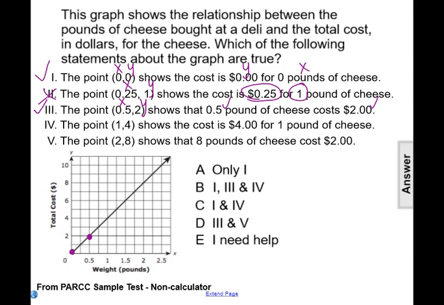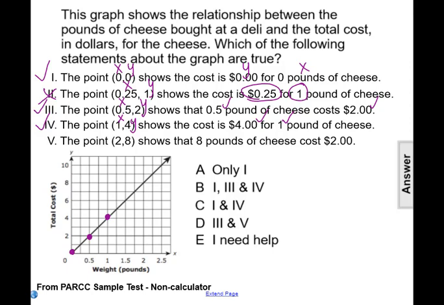Let's look at statement number 4. We have the point (1, 4) shows the cost is $4 for 1 pound of cheese. So with (1, 4), that means we have an x value of 1, so that x is the weight. So we should have 1 pound of cheese in the statement, and we do. And then the y value is 4, so we should have 4, the y value, being a total cost of $4, which is also true in our statement. And the point (1, 4) is on our line, so it matches up with our graph. So the statement that (1, 4) shows the cost is $4 for 1 pound of cheese is true.